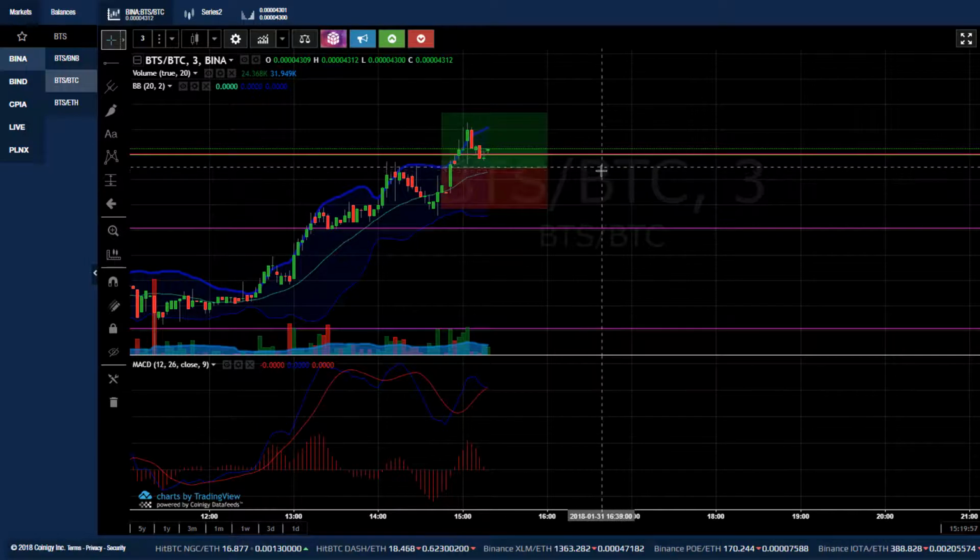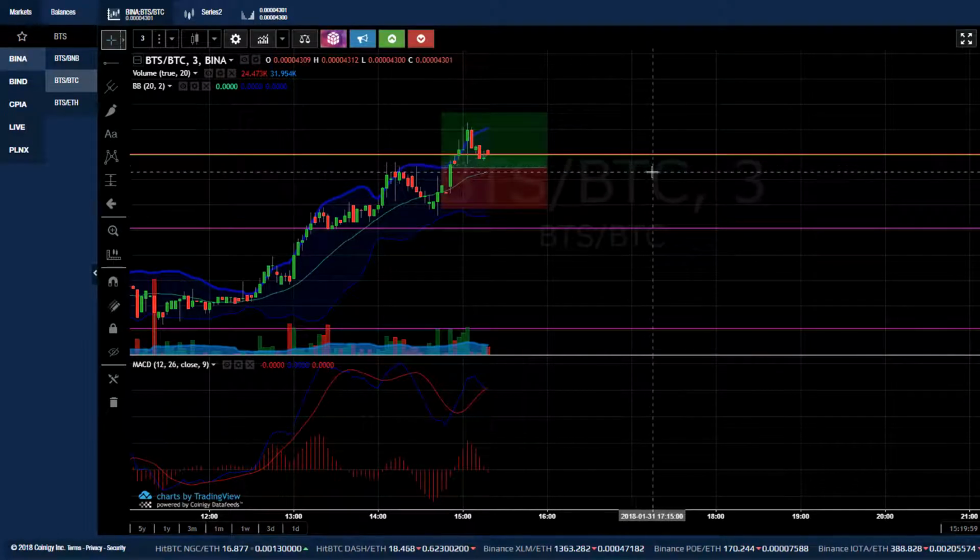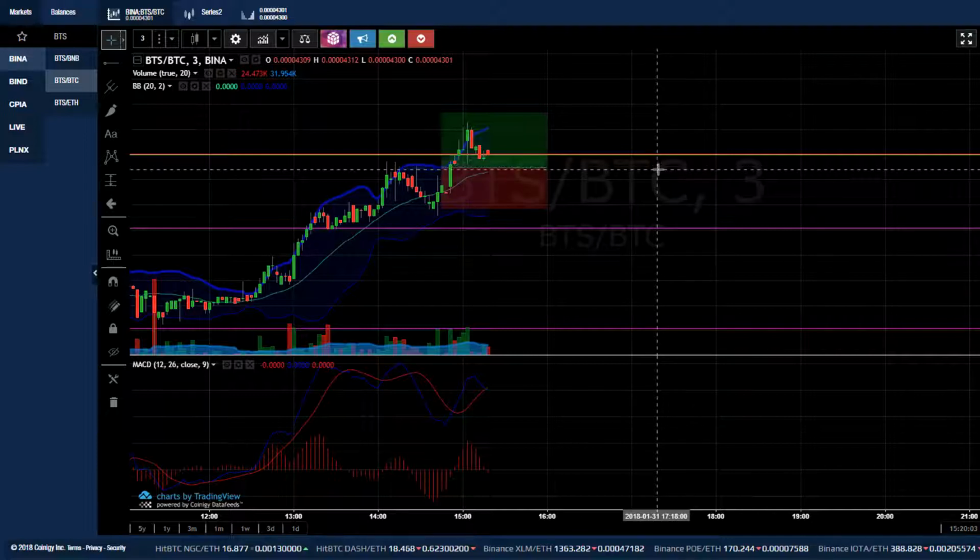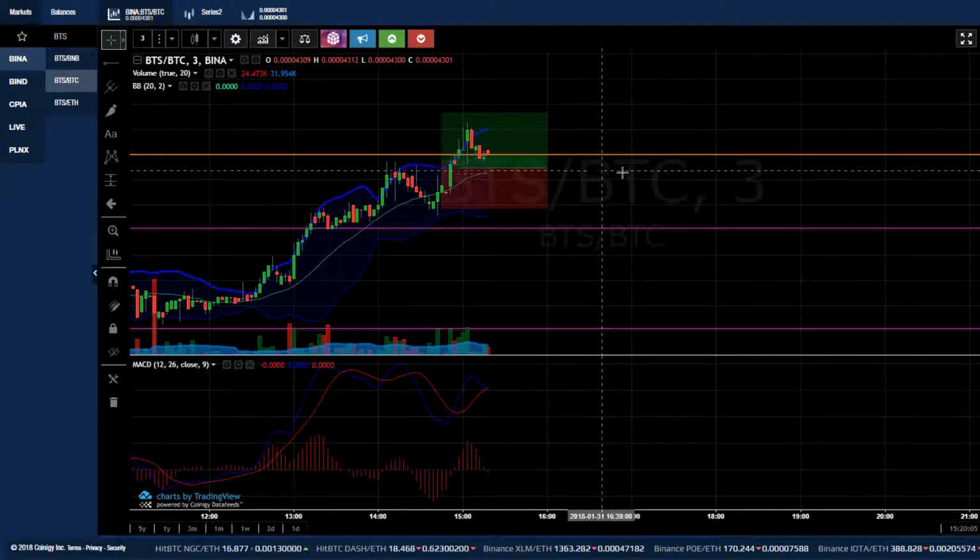I entered this trade here at, what is it, 4274 Satoshis on BTS, BTC, Binance. So I entered the trade here.